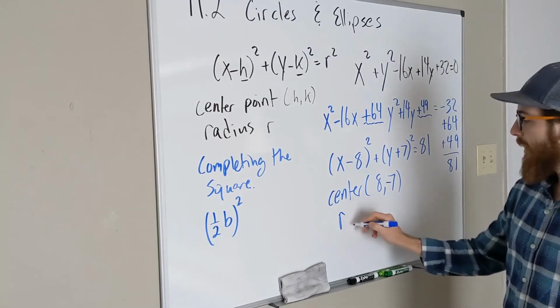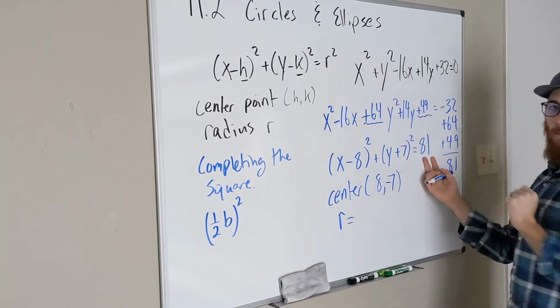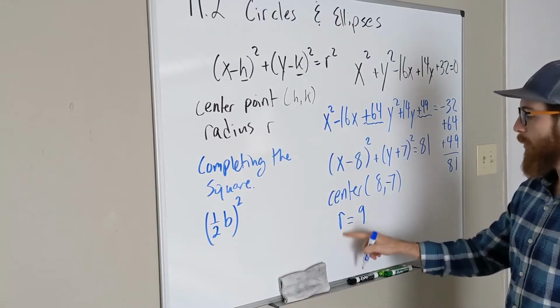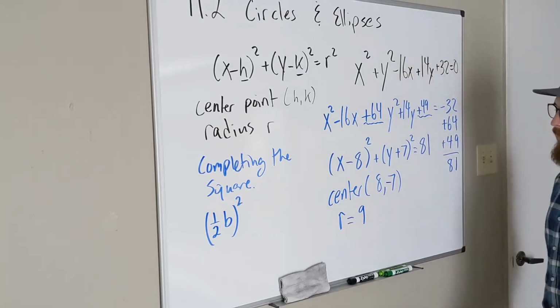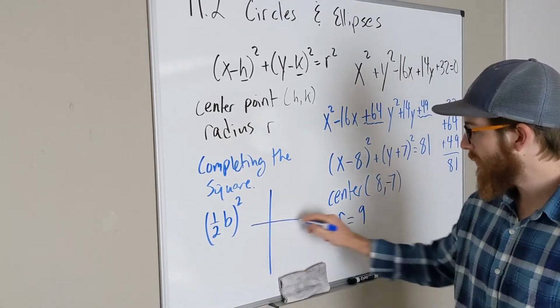And then the radius, if I asked what is the radius, well, r squared is 81, so r must be 9, right? The square root of 81 is 9. And so our circle looks like this.